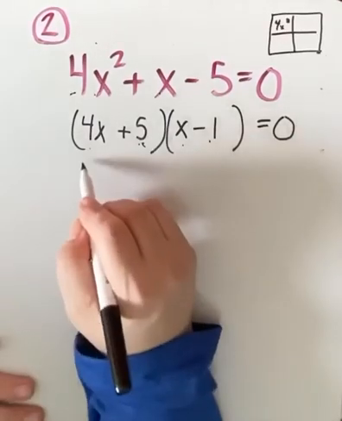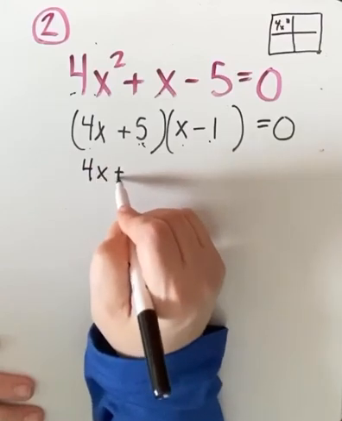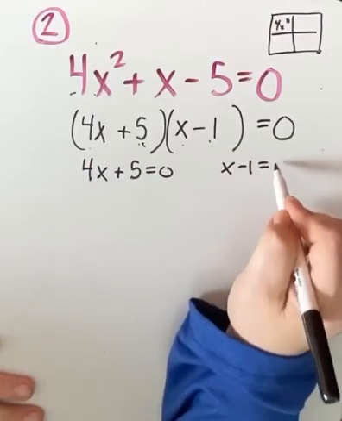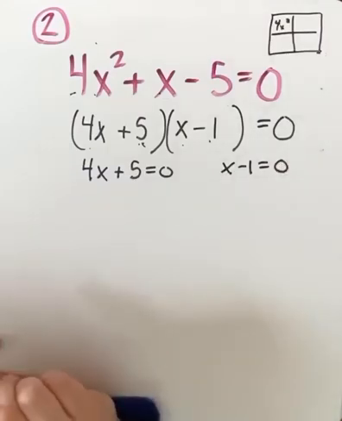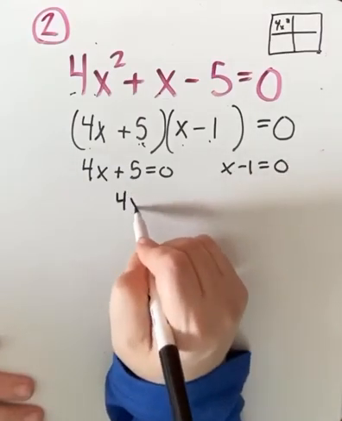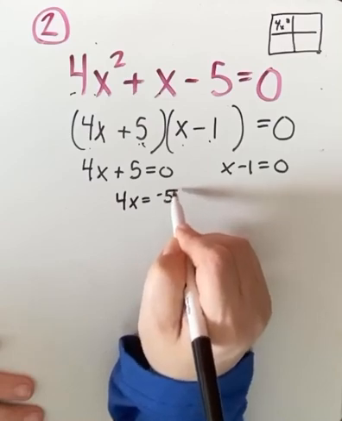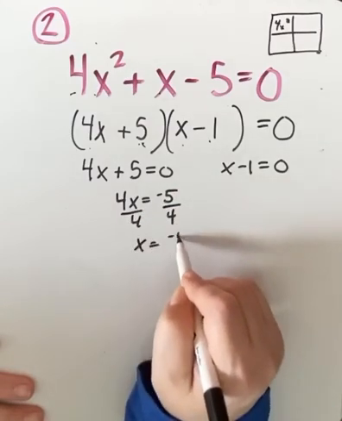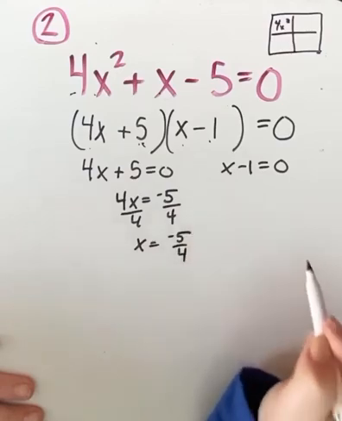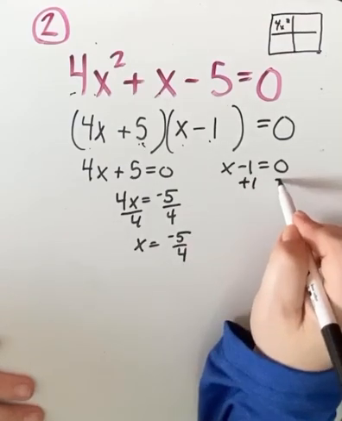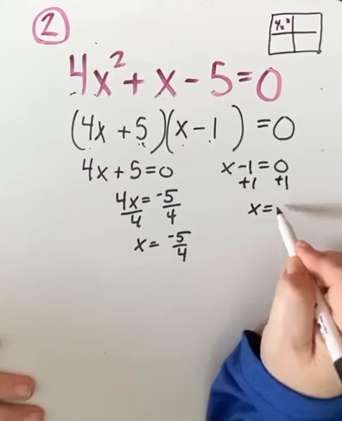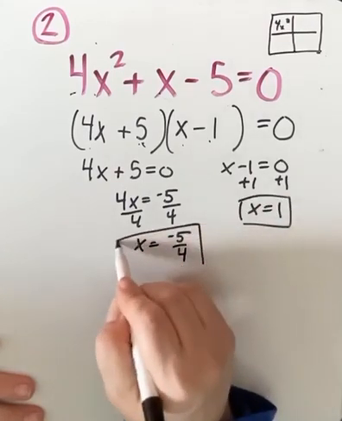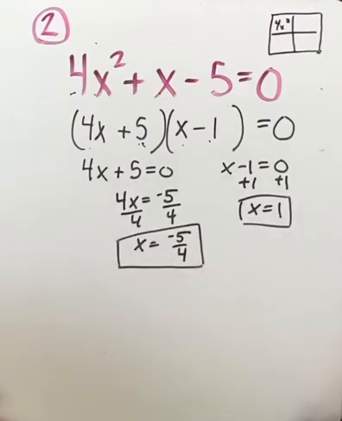Once it's in factored form, we can use the zero product property to set this equal to 0 and this equal to 0. And after we've done that, we're now able to solve to find out that we have an x-intercept at negative 5/4 and an x-intercept at 1. So we found the two places where this parabola crosses over the x-axis.